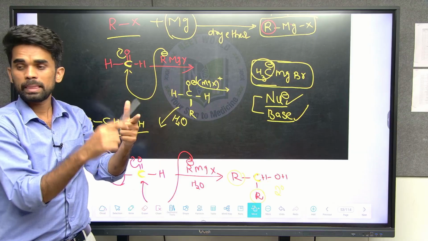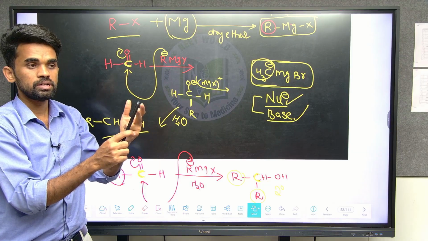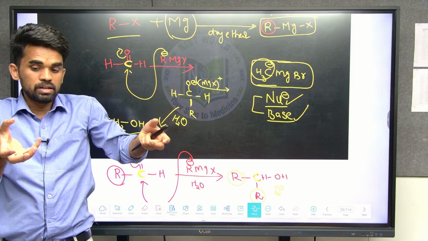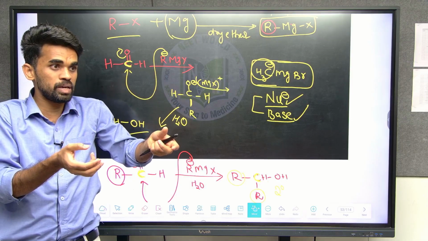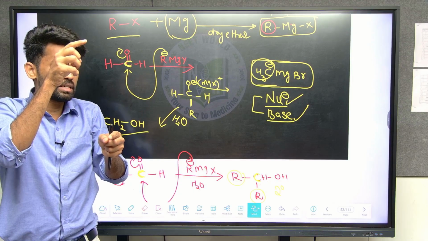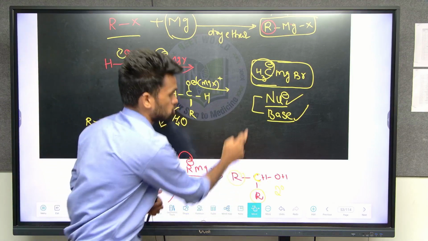Aldehydes give you secondary alcohols. Ketones, before the reaction, have only 2 carbons. Now from the Grignard reagent a 3rd carbon is coming. What happens? There are 3 carbons around the alcoholic carbon. What is it? Tertiary. Like that you should understand.